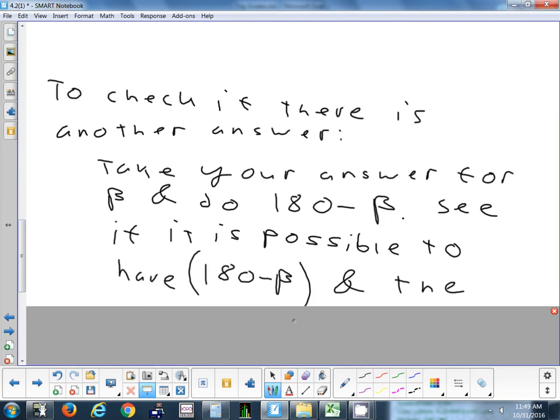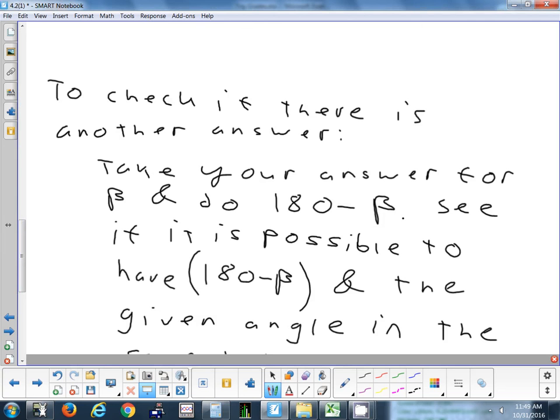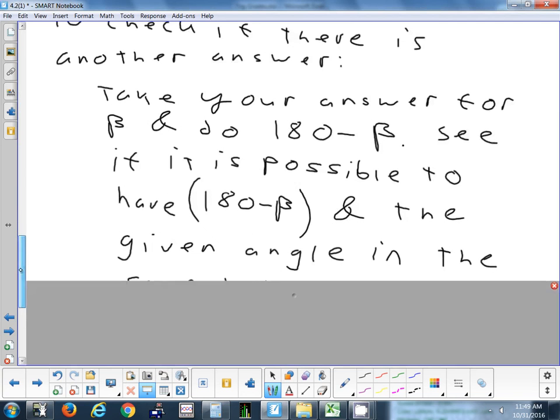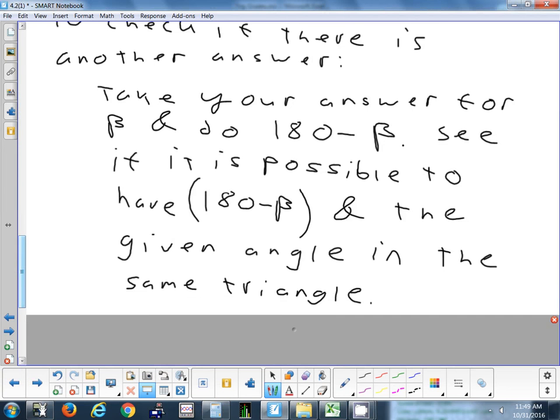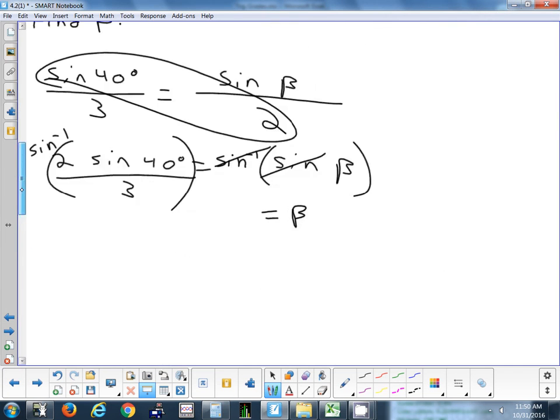But what you have to check is see if it's possible to have the angle that you just calculated and the original angle they gave you in the same triangle. Now, what's the restriction on the angles in a triangle? The angles added up can't be more than 180. Right. In fact, they have to equal exactly 180. So take the angle we just got, take the angle they gave me, and see if they would fit in the same triangle.